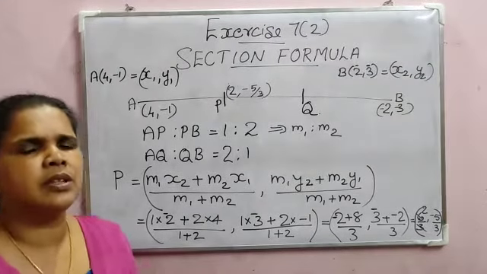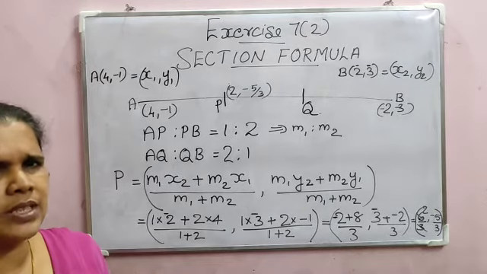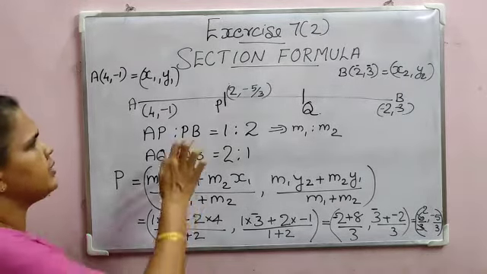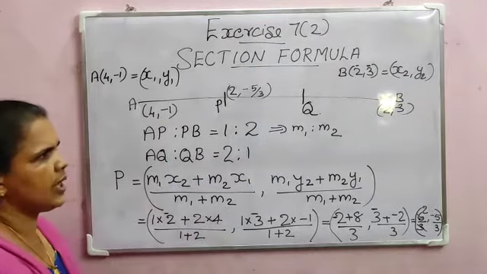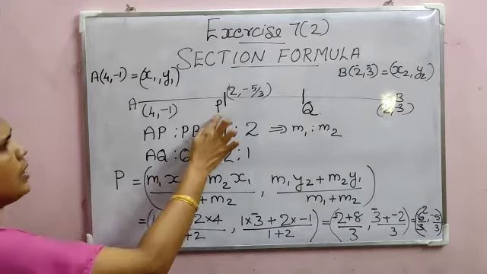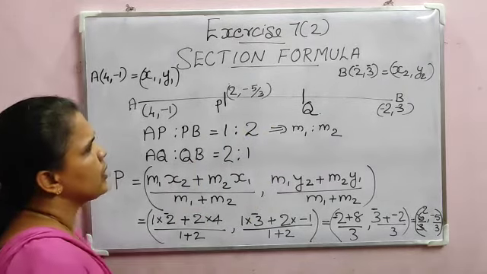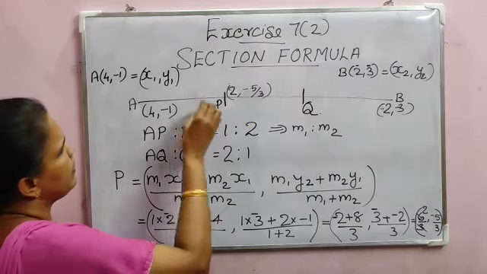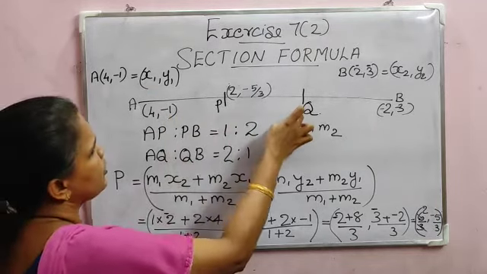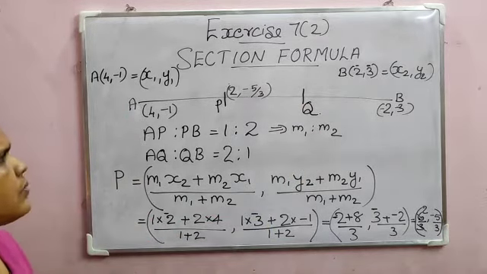Trisection means dividing a line into 3 equal parts. Here AB is a line segment, and we divide this line at the points P and Q. First we consider P. A to P, P to Q, Q to B are 3 equal parts. First we want to find P.